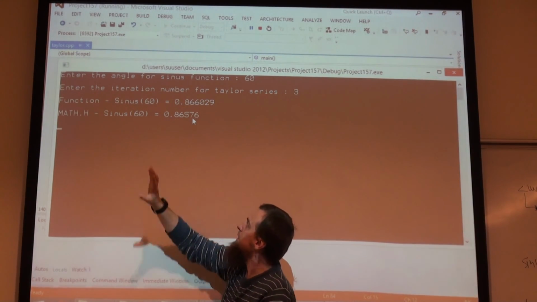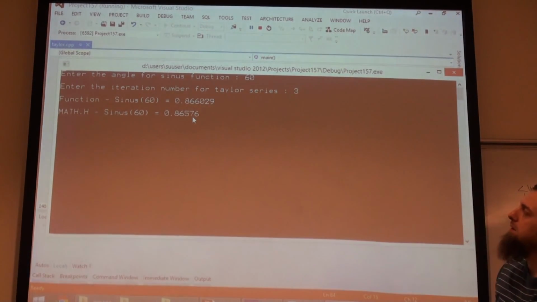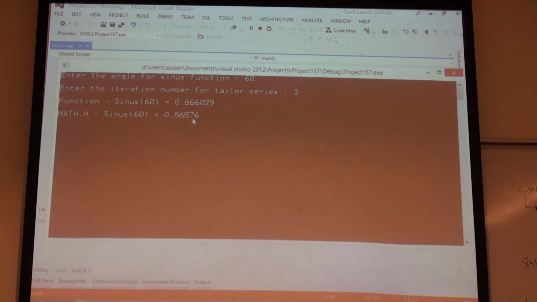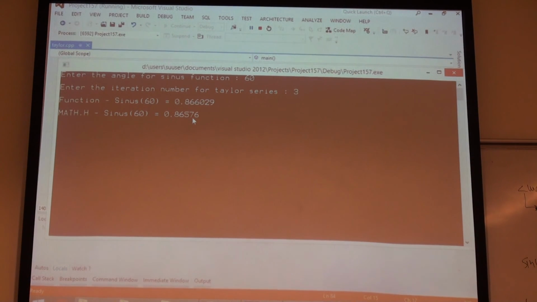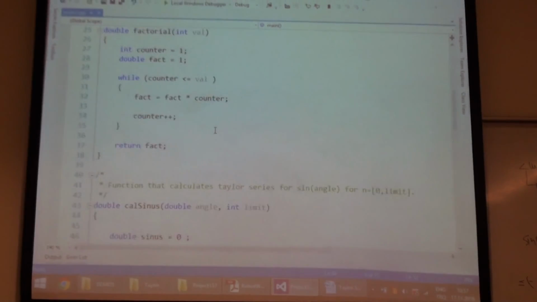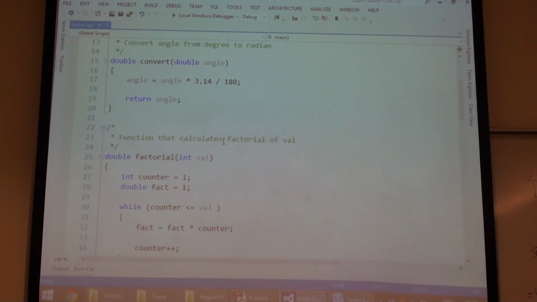And you see, yeah, they're close enough, but the 3rd digit after the decimal comma is not the same. If I increase the number of iterations, you'll see that they become pretty much the same. So with the first three terms, it's not. But if I give 60 degrees and now use 50 terms, then they are the same. Okay? So you know now how math.h has implemented its sine function. It's pretty much the same as we will do.